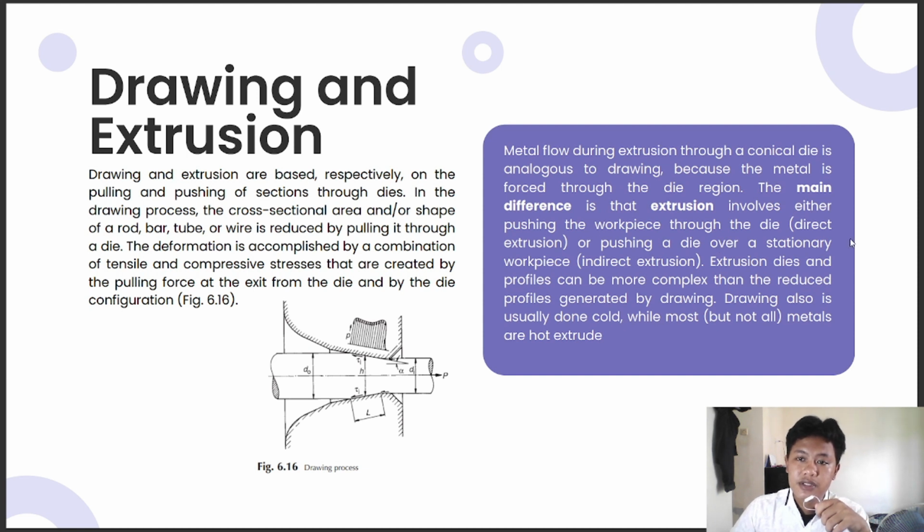Metal flow during extrusion through a conical die is analogous to drawing because the metal is forced through the die region. The main difference is that extrusion involves either pushing the workpiece through the die, direct extrusion, or pushing a die over a stationary workpiece, or indirect extrusion. Extrusion dies and profiles can be more complex than the reduced profile generated by drawing. Drawing also is usually done cold, while most metals are hot extruded.